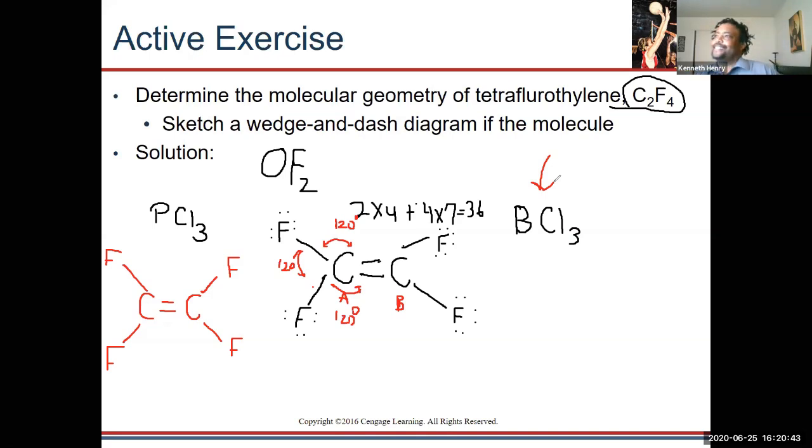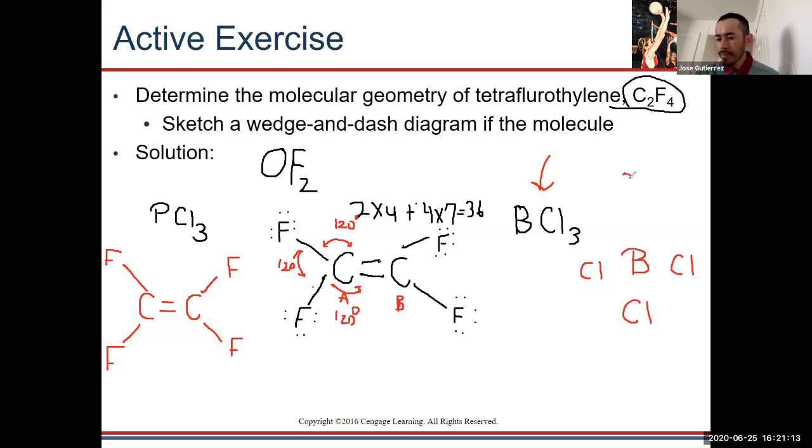What's going on? 1, 2, 3. Boron will be the center atom. So that means we have Cls going around it. How many valence electrons does boron have? 3. How many does each of the Cls have? 7. And there's 3 of them, times 3. So we should have a total of how many? 21. Total 24. Yes.